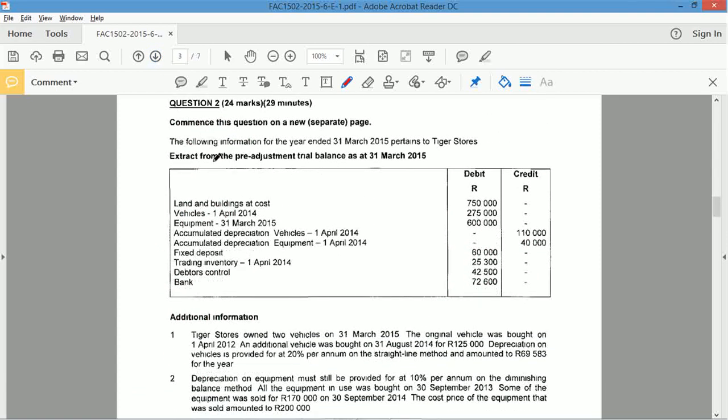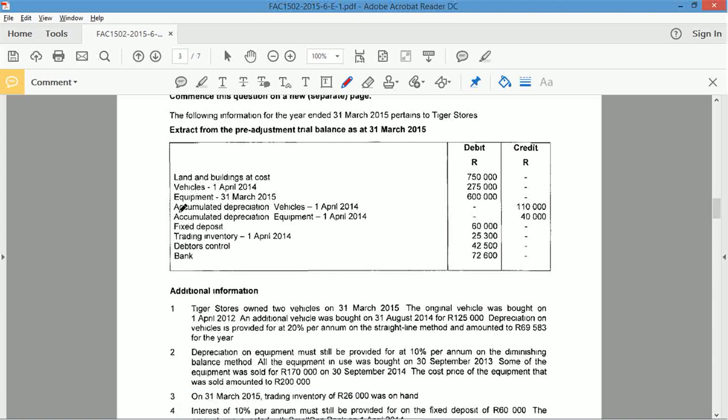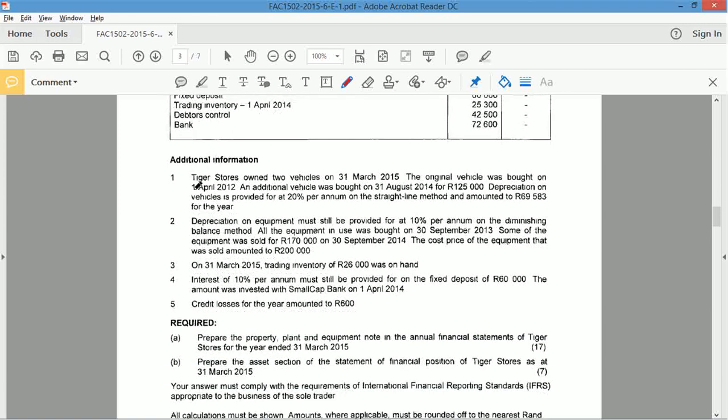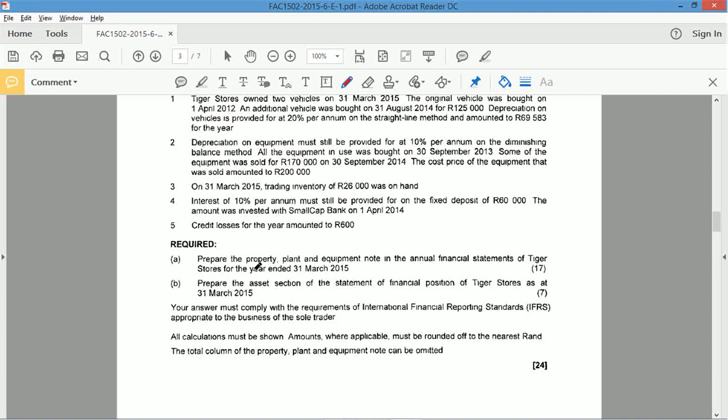Here's question 2. They gave you an extract of the pre-adjustment trial balance. They've given you land and buildings, vehicles, equipment. They've given you accumulated depreciation, fixed deposit, trading inventory, debtors, and bank. They've given you some adjustments here, and they say prepare the property, plant and equipment notes in the annual financial statements of Tiger, and you need to prepare the asset section in the statement of financial position of Tiger Stores at 31st of March. Your answer must comply with IFRS. All calculations must be shown. The total column of PPE note can be omitted, so you don't need the actual total column for property, plant, and equipment.